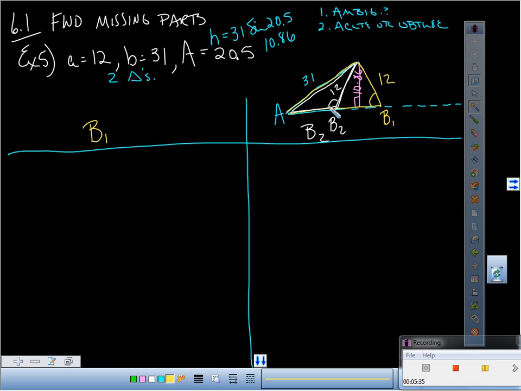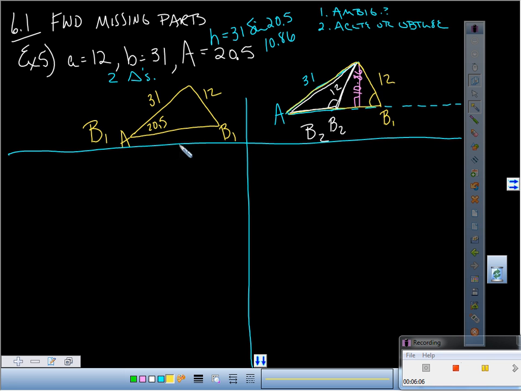Okay, so I got a lot going on in my picture, right? If you wanted to, you could pull that whole triangle out and have that on each side. This is A. This is B sub 1. This is 12. This is 31. And this is A, so it's 20.5. Do you see that big triangle right there? It's a whole lot easier when you just pull it out and look at it.